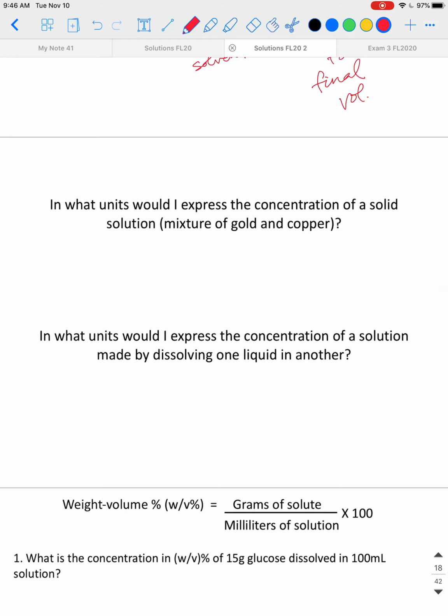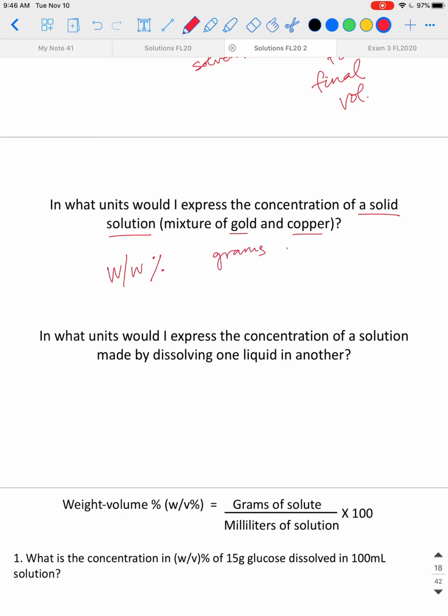Moving on, remember I said solutions can be not just a solid dissolved in a liquid, although that's most common. They can also be solid solutions, okay? For example, a mixture of gold and copper, these are both solids. And I don't want you to get too into the units or the math here. I just want you to know, because we have two solids and we don't have a liquid, essentially we would convey this as a weight per weight percent, okay? Instead of a weight per volume percent.